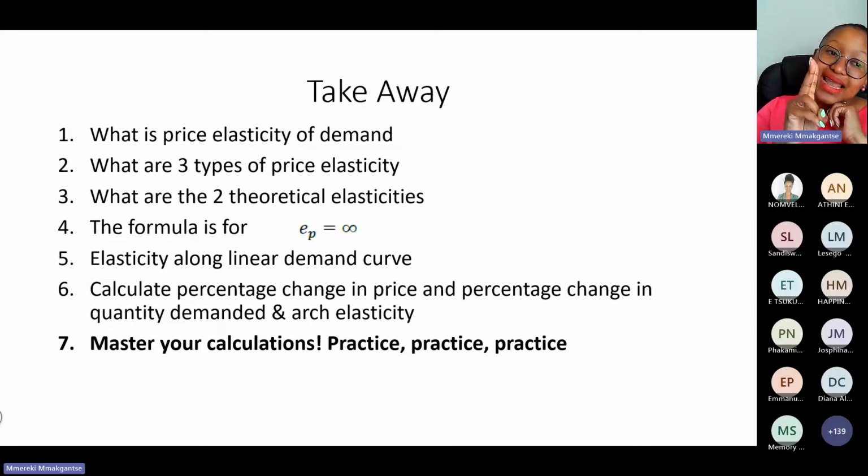Two theoretical elasticities: perfectly inelastic and perfectly elastic. Remember, perfectly inelastic. I even made the example of chemotherapy, that even if the price increases, the quantity demanded won't change that much. The sensitivity won't change that much. You must know this formula. You see this formula here of infinity.